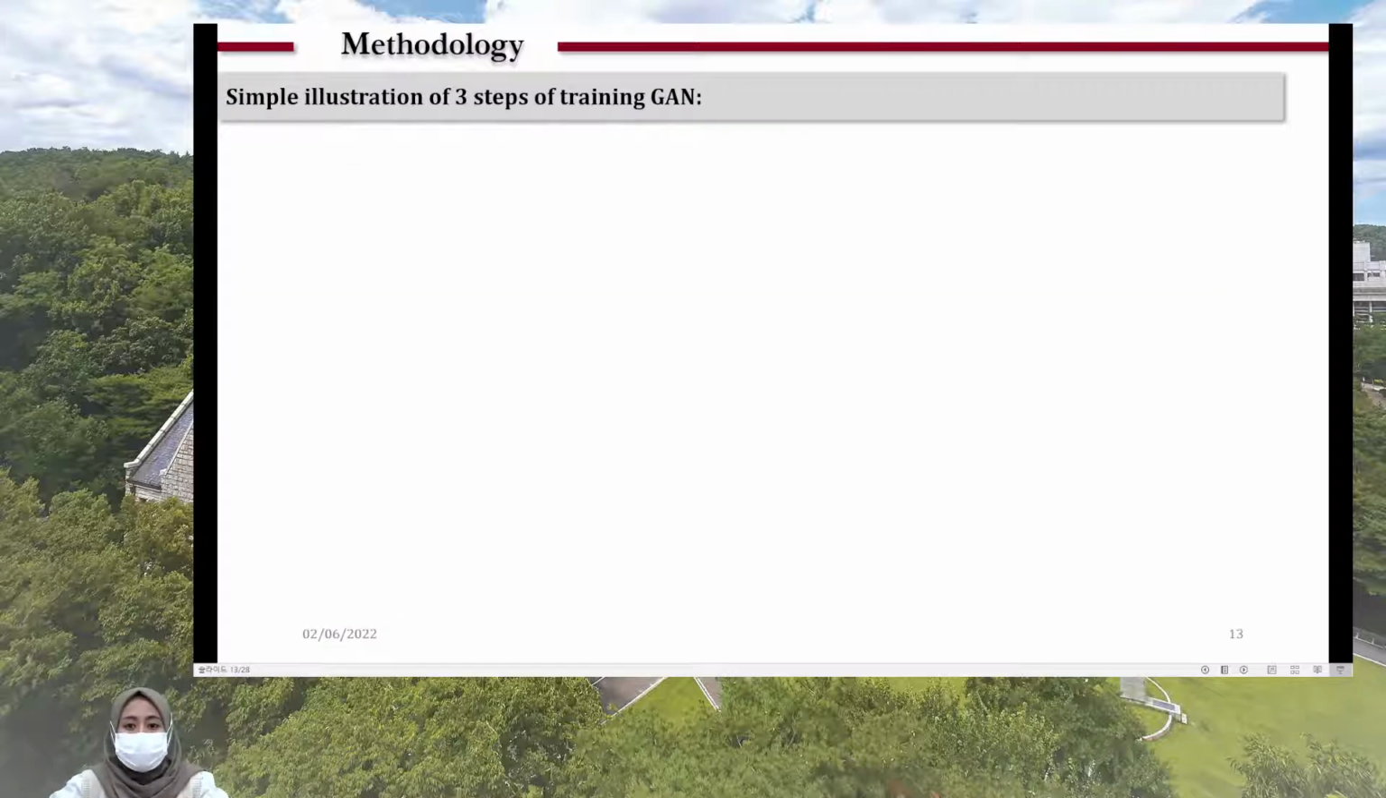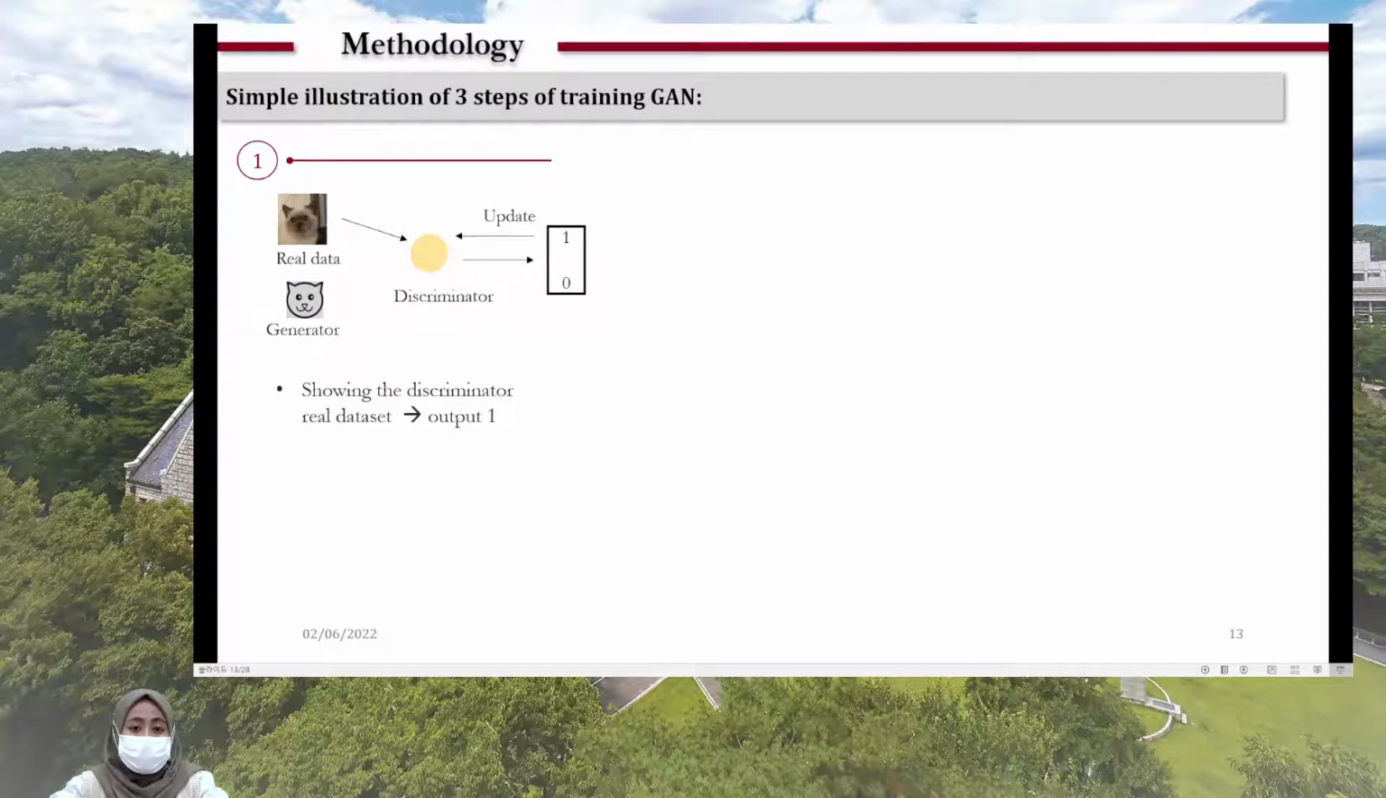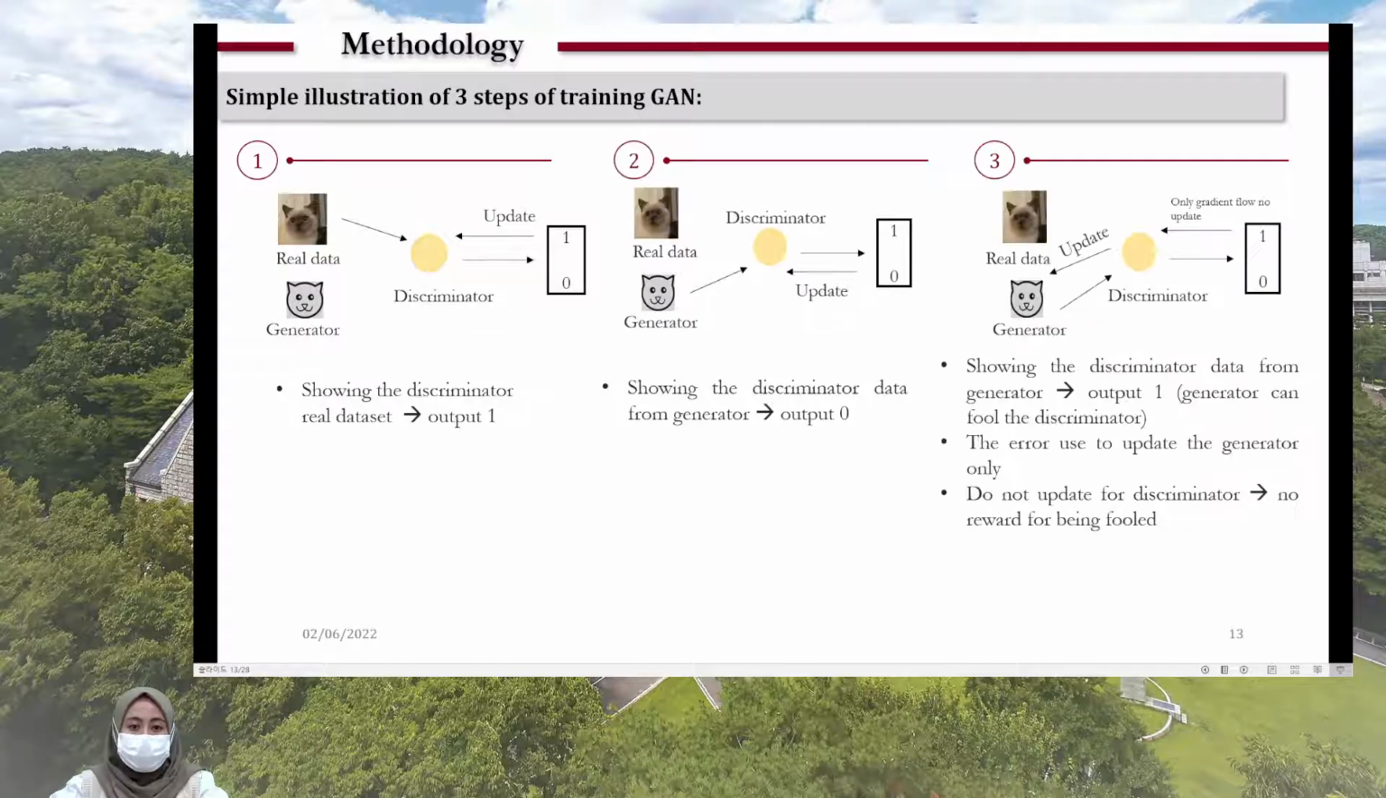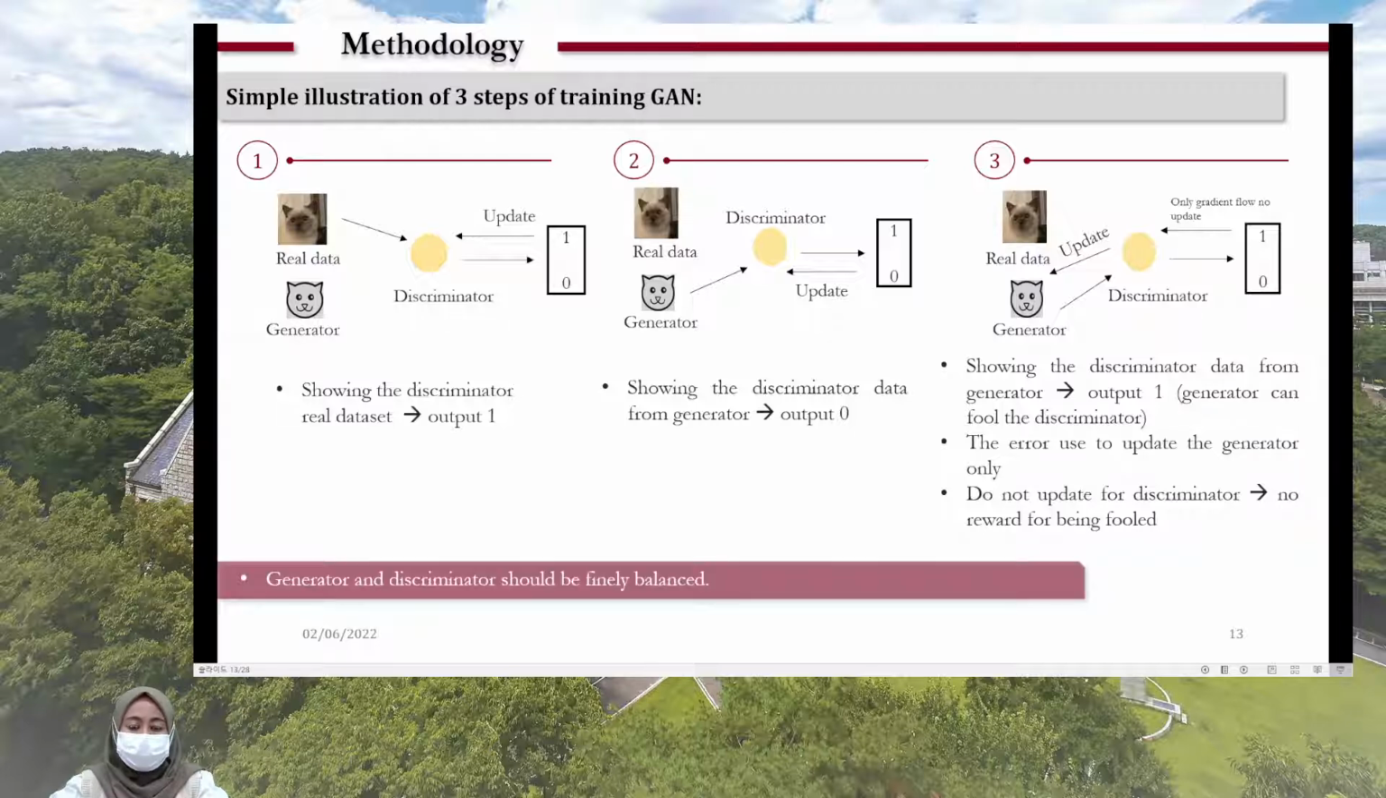The three main steps of training GAN are illustrated as below. First, the discriminator is trained with the real dataset and labeled as 1. Second, the discriminator is trained with the generated data and labeled as 0. Third, the generator is trained to get positive classification from the discriminator. And both the generator and discriminator should finally be balanced.